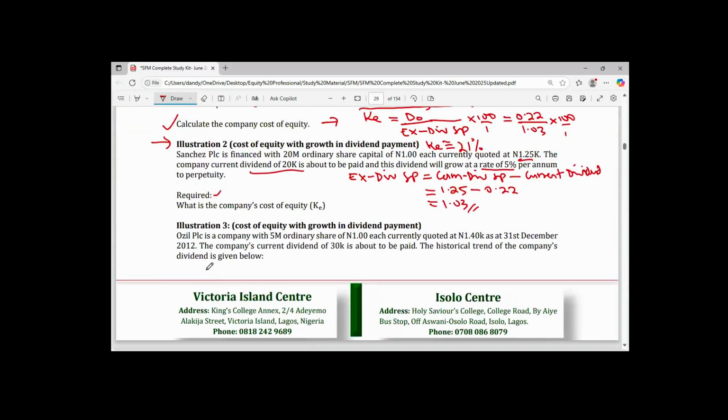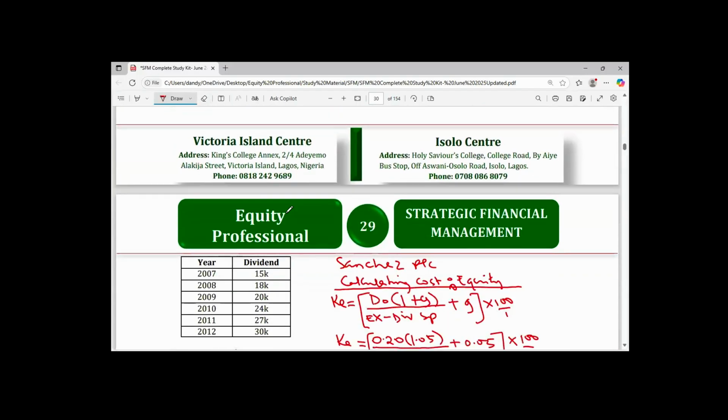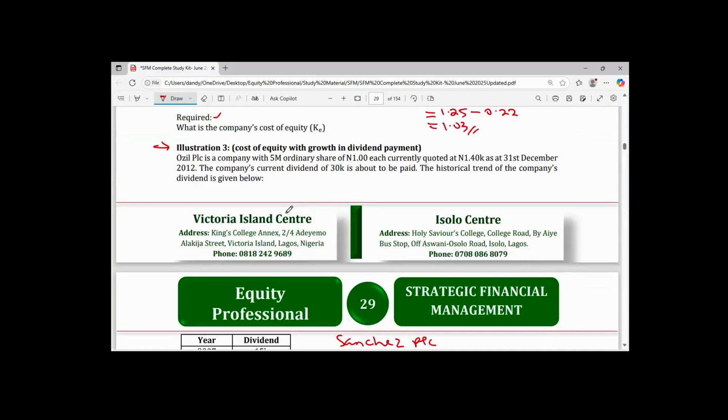The next one, let's move to illustration number 3. Like I said, please, if you have any question, always raise your hand. Let me hear from you. Now, I need one of you to read illustration number 3, Ozi PLC. Who will help us? If you want to read, just raise your hand. I will call you to read it. Yes, Emmanuel, go ahead. Thank you.